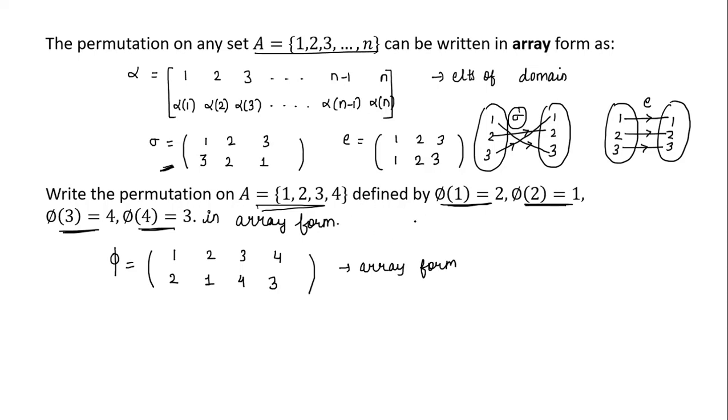Alright. So now in permutations we will be representing any permutation in array form, and later on we will be moving to representing permutations in the form of cycles. That we will study later. So this is how we can represent different permutations.